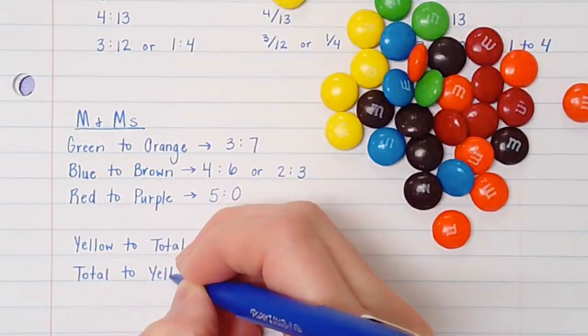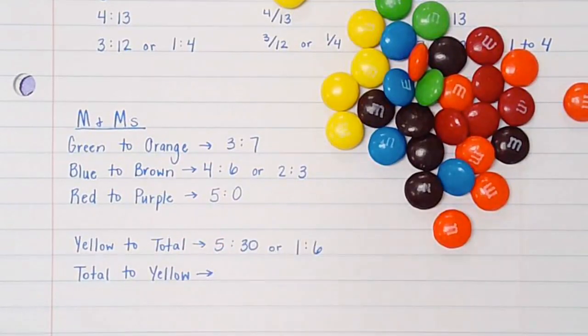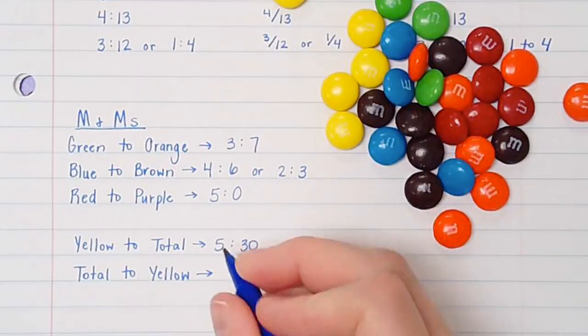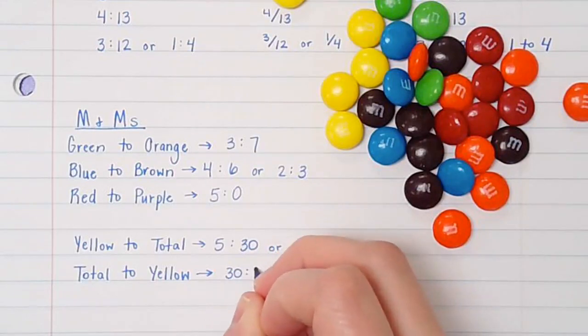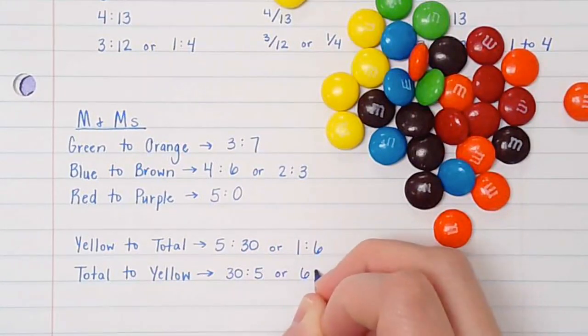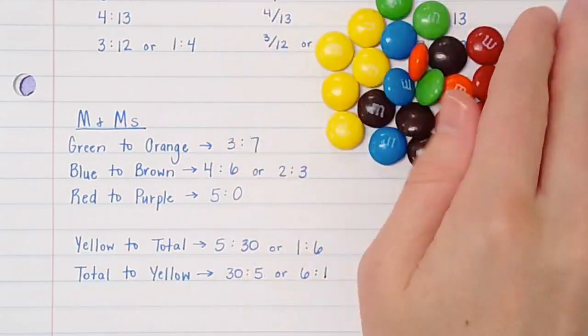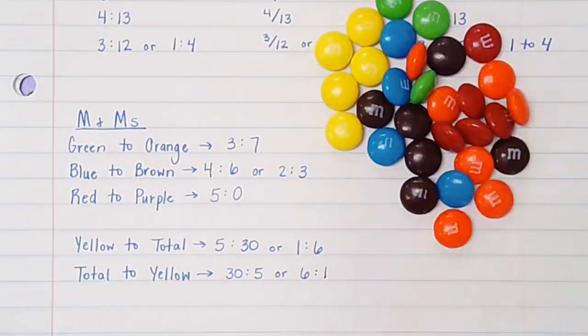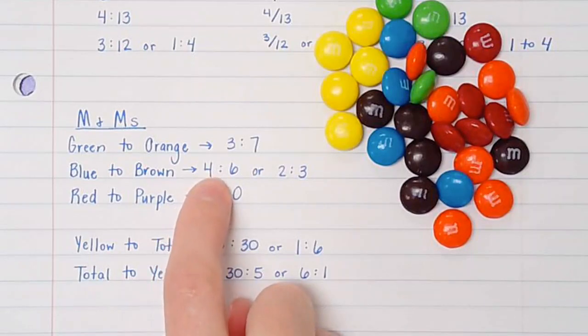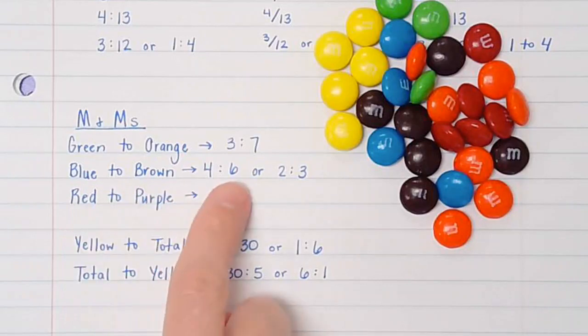I don't need to count anything this time. All they've done is switch the order. So instead of 5 to 30, it's now going to be 30 to 5, or 6 to 1. The most important thing to remember with ratios is that the order absolutely matters. Whatever they ask for first, that number has to come first. If I had written this as 6 to 4, that would be wrong because they would want blue first, and there are not 6 blues in this bag, so this 4 has to come first.